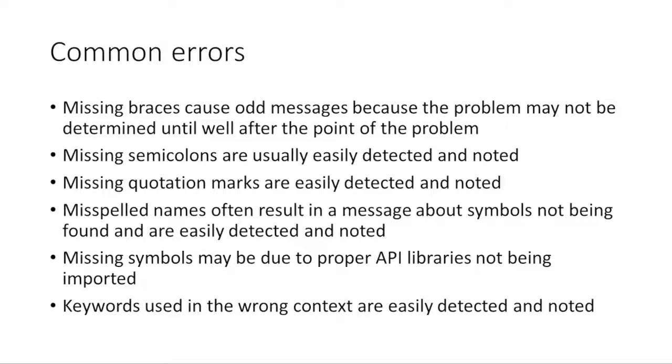Common errors: missing braces, missing semicolons, missing quotation marks, misspelled names, missing symbols due to API libraries not being imported, and keywords used in the wrong context. I'm only going to show the ones that the book has. These others will show up. The main point here is to show you what the compiler is going to do in the face of wrong specification or misspecification.